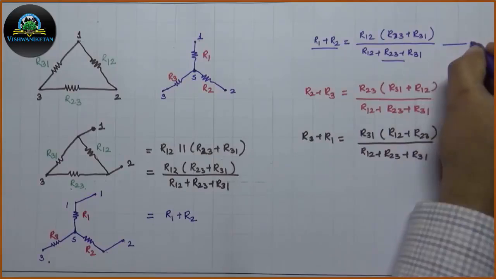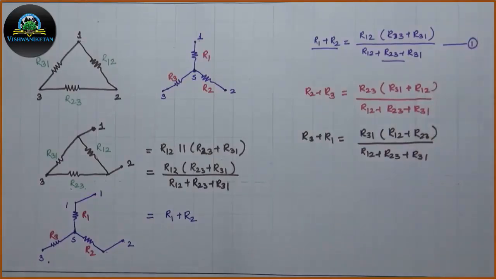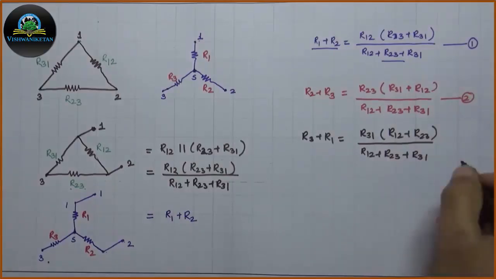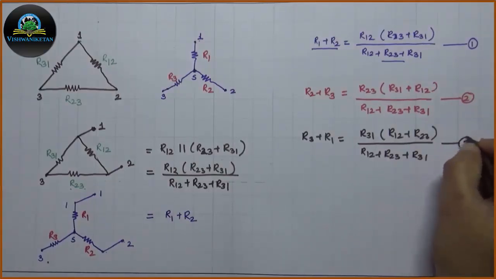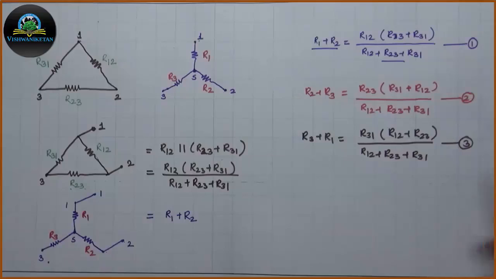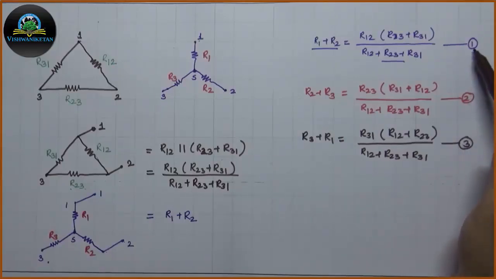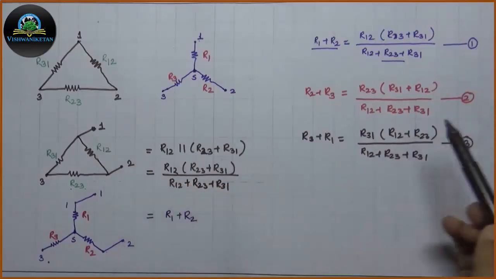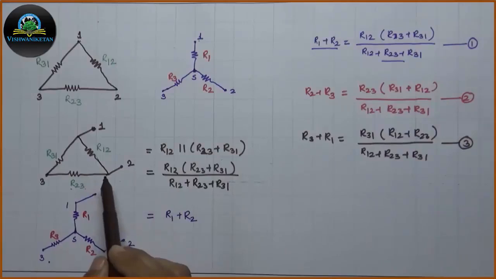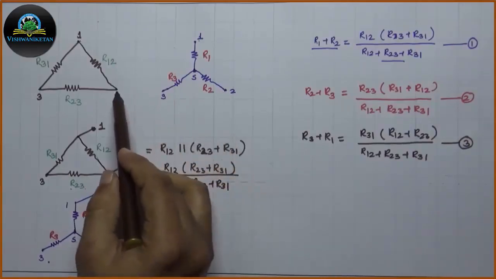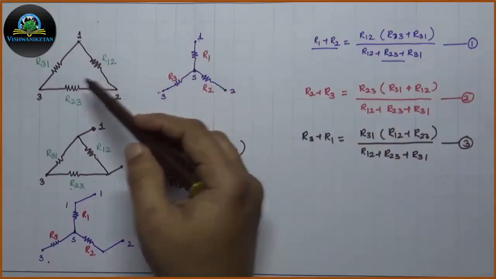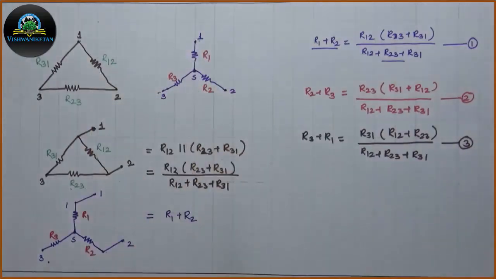Let us give number to this equation. Equation number 1, equation number 2 and equation number 3. Equation number 1 is for pair 1 2. Equation number 2 is for pair 2 3. And equation number 3 is for pair 3 1 for both connections.